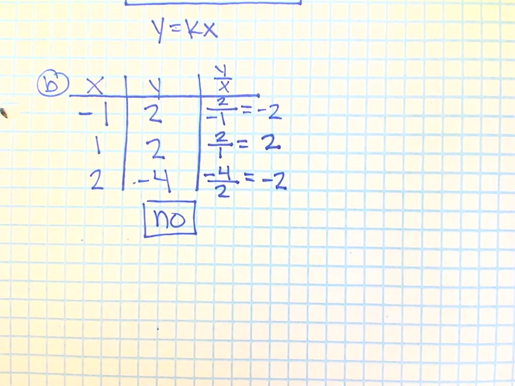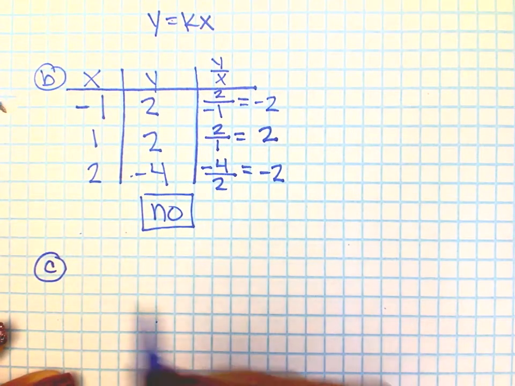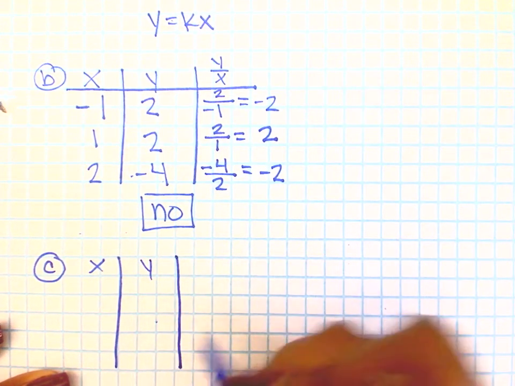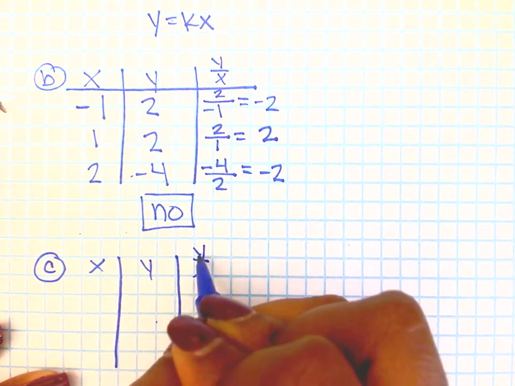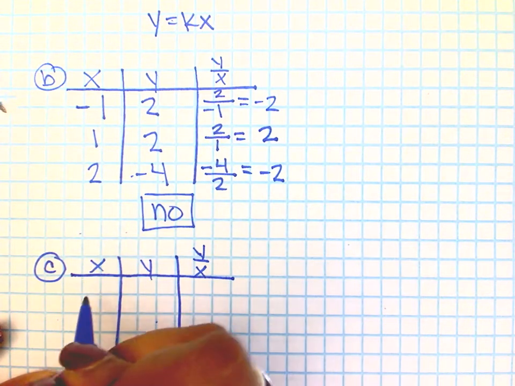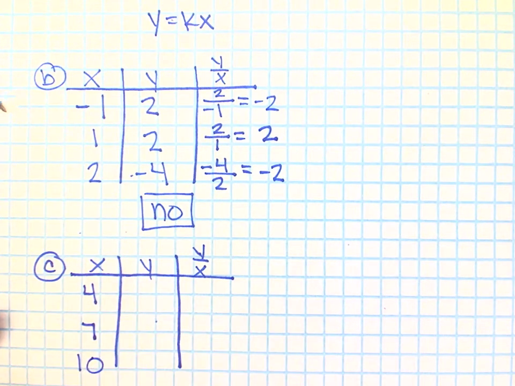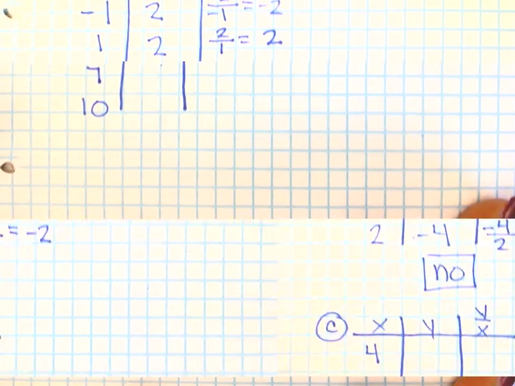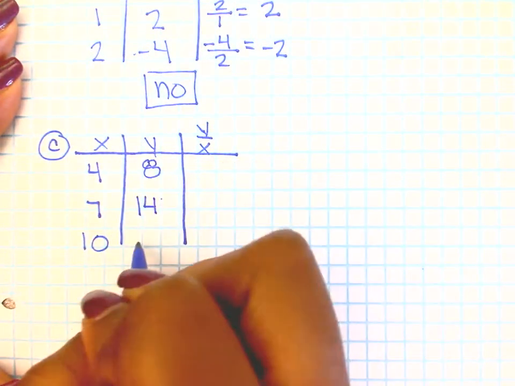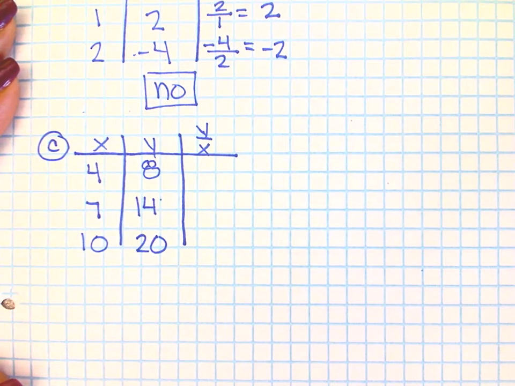Okay, last one of this type of example. I know there's a lot, guys. Sorry. You have to get through it. X, y, and y over x. Go ahead and set up your table. For x, I have 4, 7, and 10. For y, I have 8, 14, and 20. And I know you all are very smart, so you can already see the pattern, can't you?